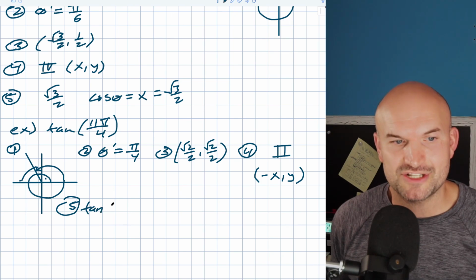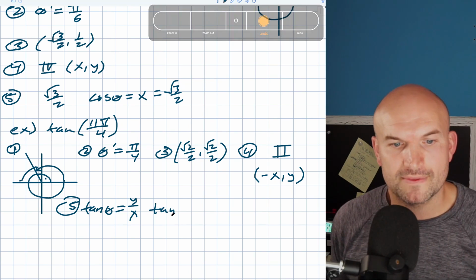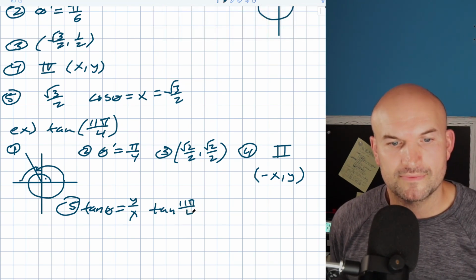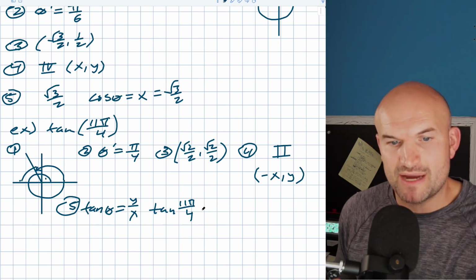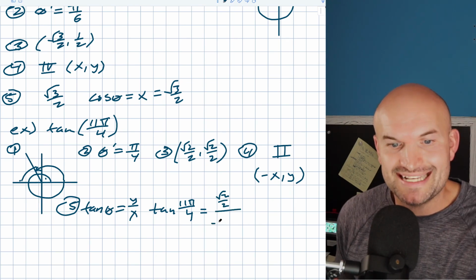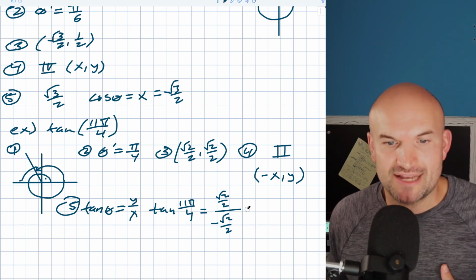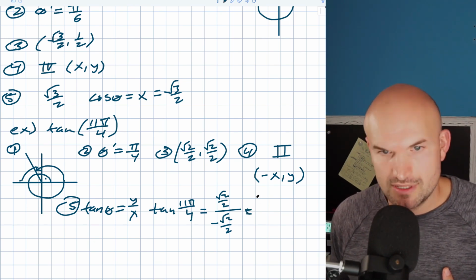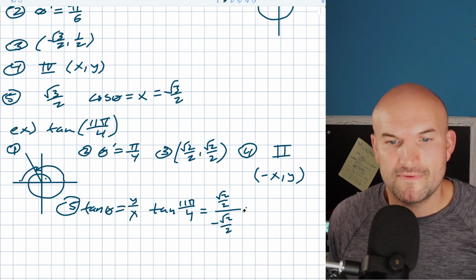So remember, the tangent of any angle, tangent of theta, is equal to y over x. So when I have the tangent of 11 pi over 4, now my x is going to be a negative point, right? So tangent of 11 pi over 4 is going to equal square root of 2 over 2 divided by a negative square root of 2 over 2. But notice they're exactly the same value, guys. Just one's positive, one negative. So therefore, that is going to equal negative 1.